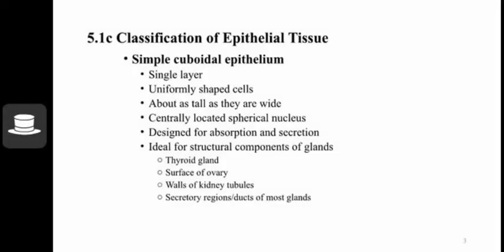Simple cuboidal, on the other hand, is a single layer of little cube-shaped cells. They tend to have the nucleus right in the middle of them. And these are really, really good at absorption and secretion. And so we find these especially in our glands. So the thyroid gland, the surface of our ovaries, the walls of the kidney tubules, all have these simple cuboidal epithelial cells.